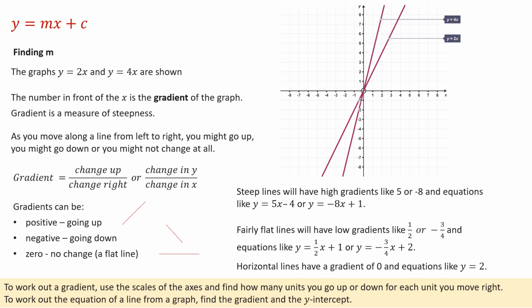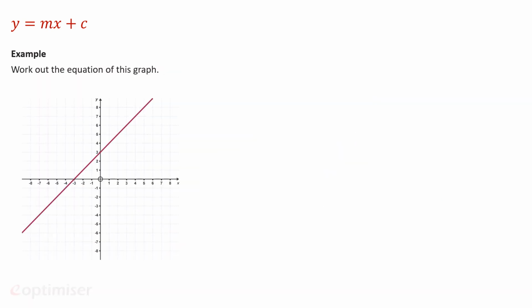To work out the gradient, you have to measure the change in y and change in x. You can create a triangle and measure that. So how to find the value of m? When they have given you a straight line graph and they ask you to find the m and c of this equation, what can you do?